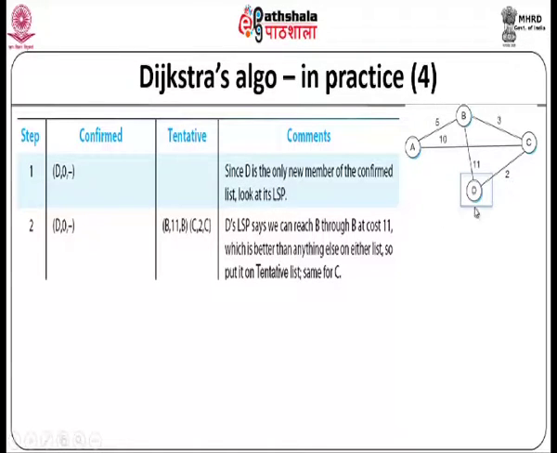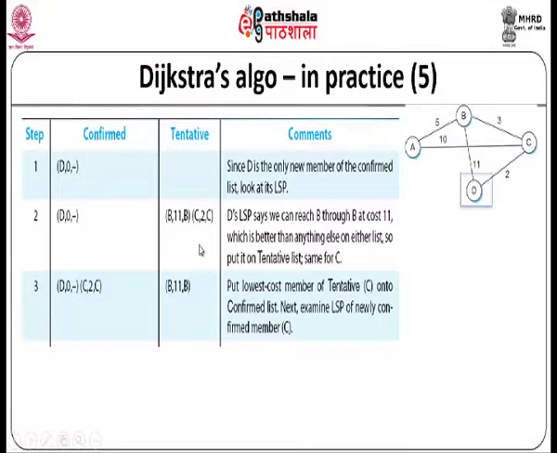So D's LSP will have a path to B and to C. So that information is now added to the tentative list: B comma 11 comma B and C comma 2 comma C, right. So this is added. The next step is to choose the one that is shortest out of this. So C2C is the one that is chosen.